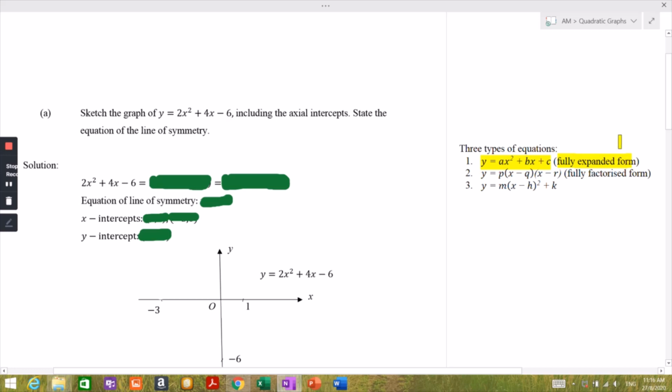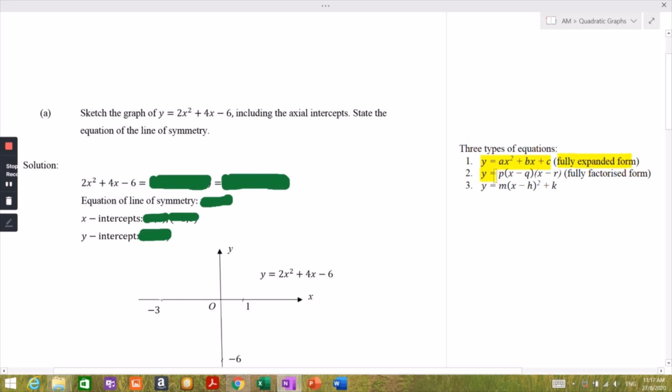In terms of the features, you find that this version gives you the least information because it only tells you, for instance, a tells you the shape, whether it's a U shape or N shape, right? c is actually the value of the y-intercept, where it cuts the y-axis. Other than that, this doesn't shed much more light on the information.